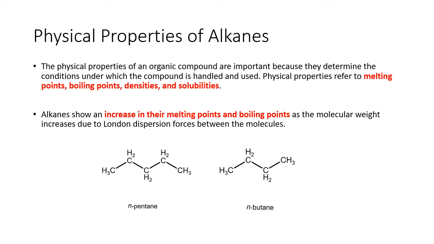We'll continue our discussion talking about the physical properties of alkanes. When we talk about physical properties of a compound, we're usually talking about stuff such as melting point, boiling point, density, or solubility. Alkanes are overall nonpolar. They're made up of only carbon and carbon-hydrogen bonds, which have a difference in electronegativity of about 0. So since they're nonpolar, they will be soluble in other nonpolar stuff.